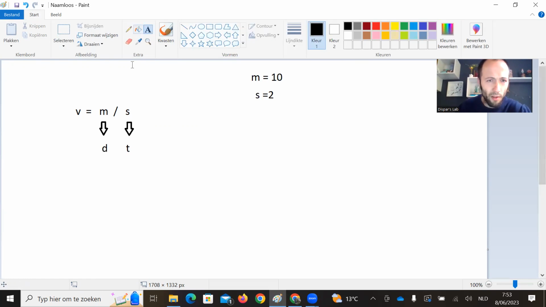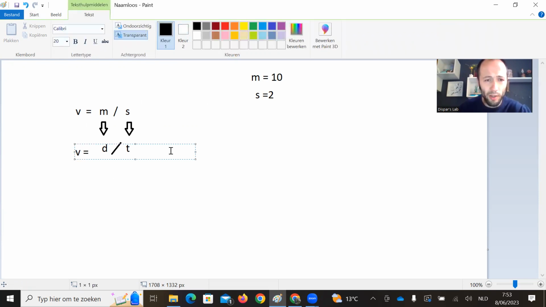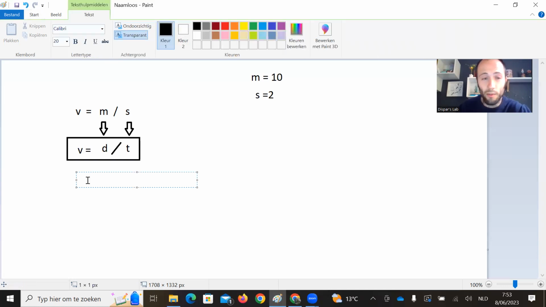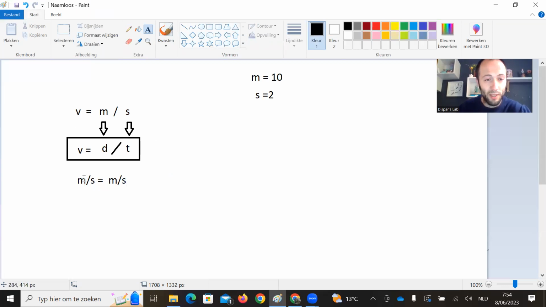So we have velocity equals distance divided by time. This is a formula that we can use to calculate distance and velocity. So the equation is already in its units. Meters divided by second, those are units of distance and time. Distance divided by time equals velocity. Velocity equals meters divided by seconds, so meters per second equals meters per second.